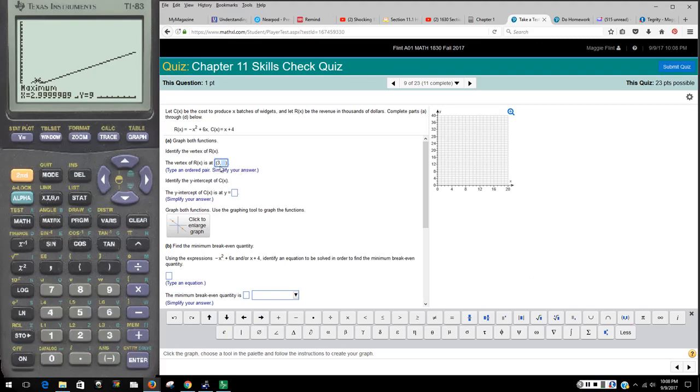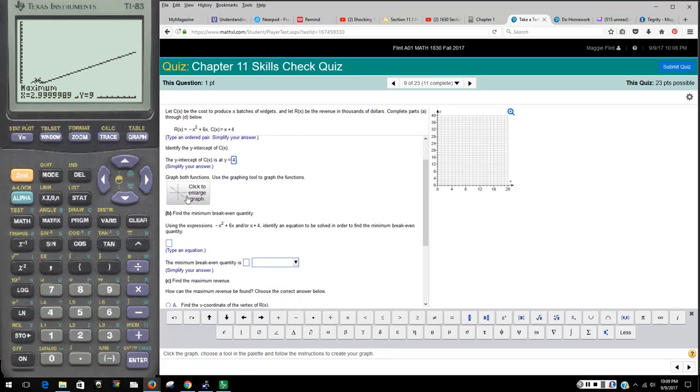And y is equal to 9. Identify the y-intercept of the cost function. You should be able to do that by looking at your linear equation and knowing that it's y equals mx plus b. b is the y-intercept. So the y-intercept of c of x is where y is equal to 4. And then they want us to graph both of the functions.